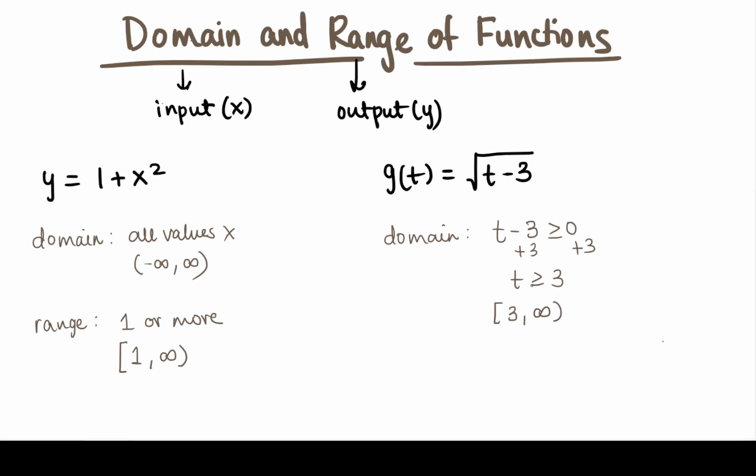And again, since we have this equal, we are including the 3, and so we are using the square bracket. Now the range for this function would be the possible values for g of t. No matter what value we put in for t, the output would either be 0 or any other positive number. So the range would be from 0 to positive infinity.